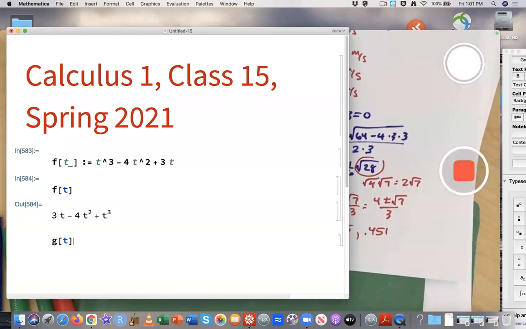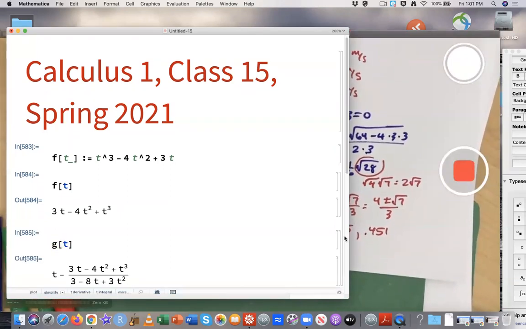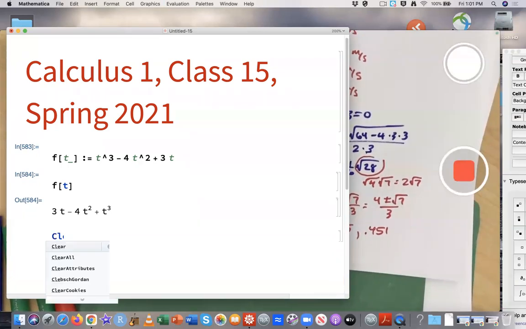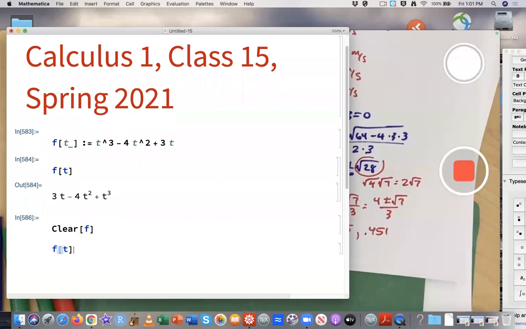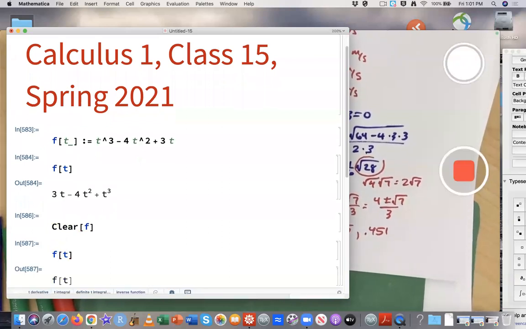If I type g of t, well, I've got something in memory. Okay, let's clear g. I can clear f, by the way. I can do this, clear f, and then if I type f of t, then nothing. So I just type clear f to clear out the function f from Mathematica's memory.